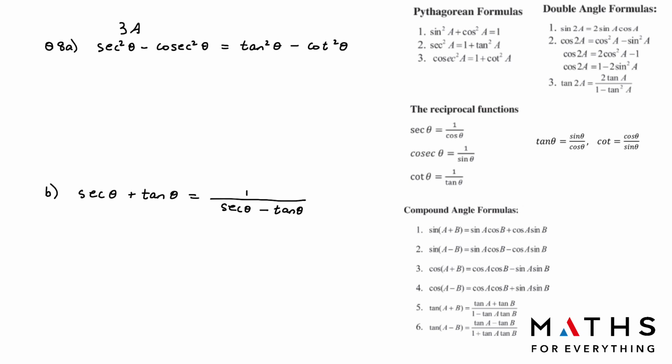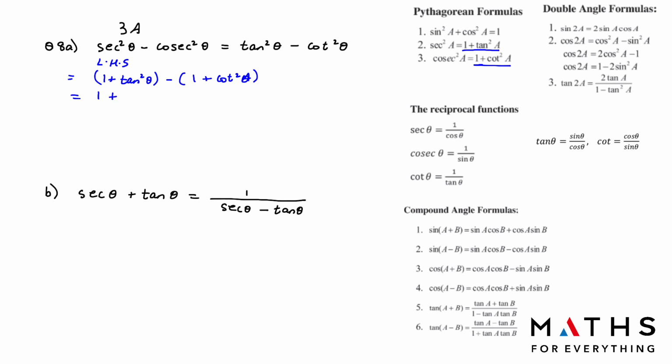So I'm going to choose the left hand side, as I don't have to make any adjustments. In place of sec square theta, I'm going to replace 1 plus tan square theta. You replace the a with the theta. Minus, in place of cosec square, we are going to use 1 plus cot square theta.